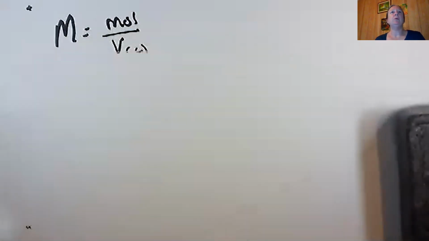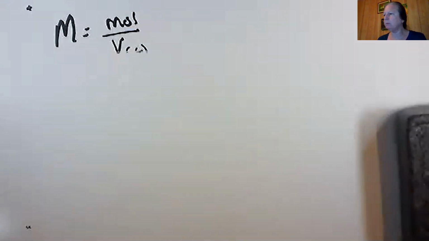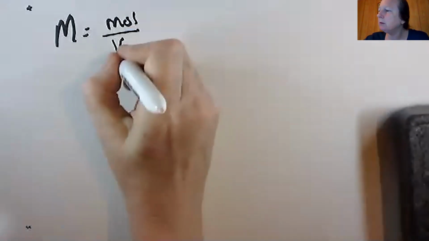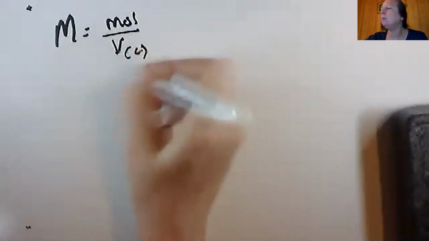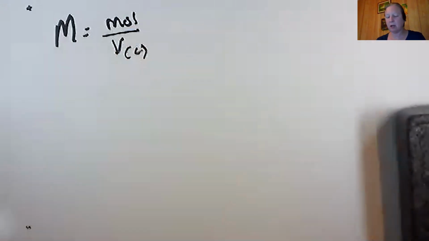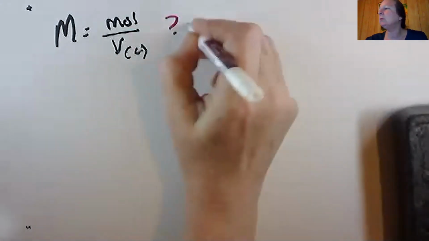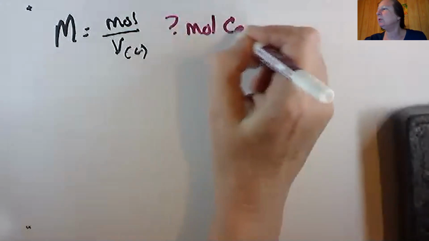It says how many moles of calcium nitrate are in 250 mils of 0.150 molar calcium nitrate. All right. What is it asking for? Let me erase my equation here a little bit. And again, the little L is not part of the equation. I'm putting it there to help remind you guys that this is in liters. That's the only reason I'm putting it there. So the question is how many moles of calcium nitrate?